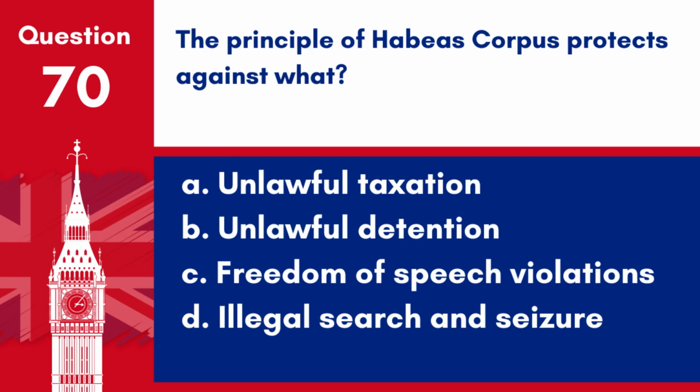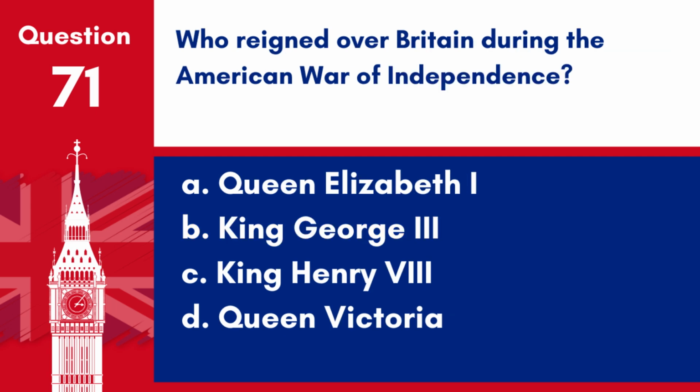Question 70. The principle of habeas corpus protects against what? A. Unlawful taxation. B. Unlawful detention. C. Freedom of speech violations. D. Illegal search and seizure. Answer: B. Unlawful detention. The principle of habeas corpus protects individuals from being detained without just cause or without a trial.